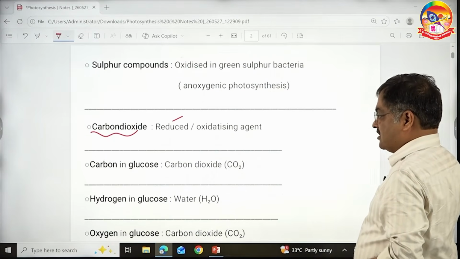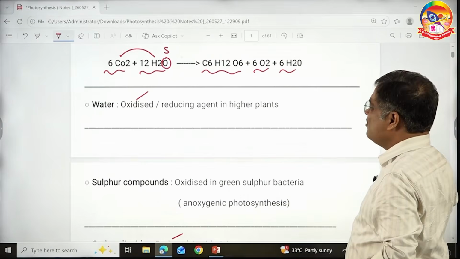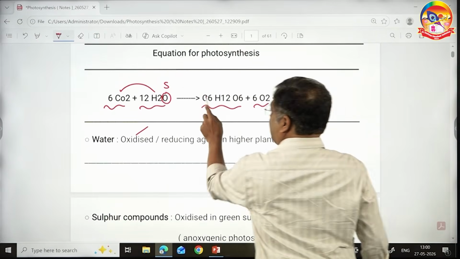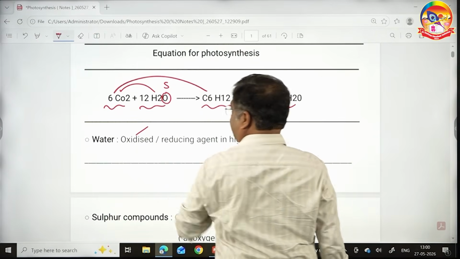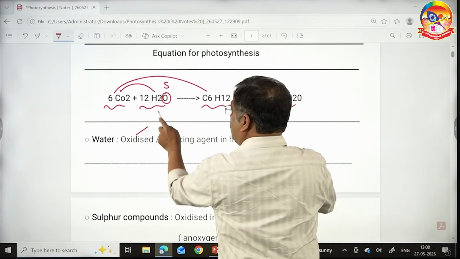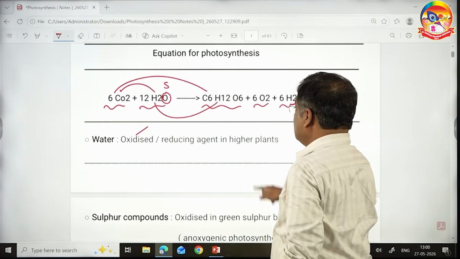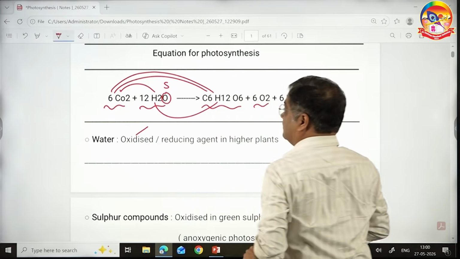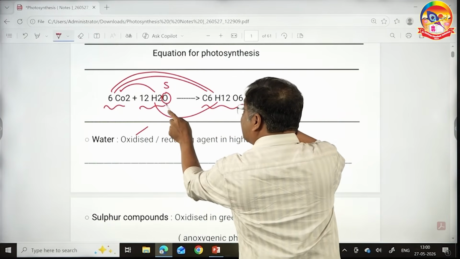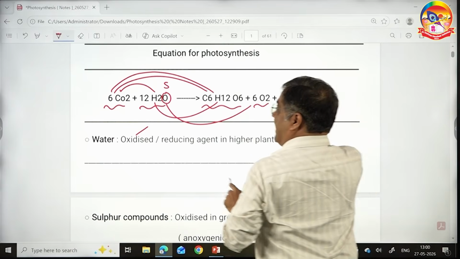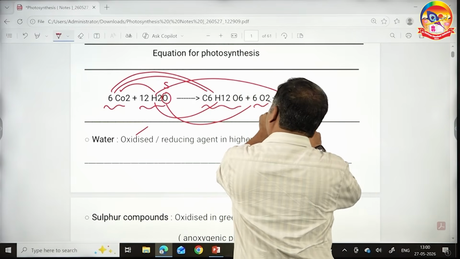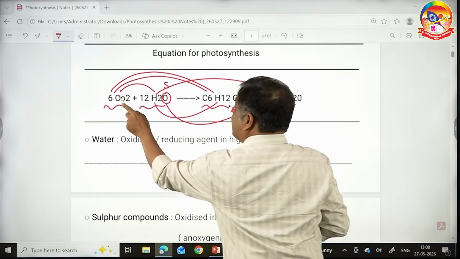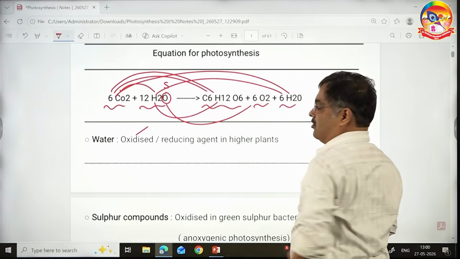Then the most important one, from where these compounds? Now look at this, this is simple. Carbon in glucose should come from carbon dioxide. Hydrogen in glucose should come from water. Oxygen in glucose comes from carbon dioxide. Oxygen liberated comes from water. And hydrogen here should come from water. And oxygen here will come from carbon dioxide.